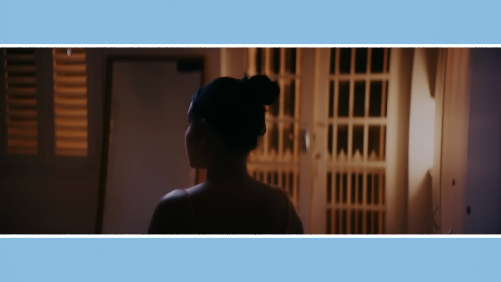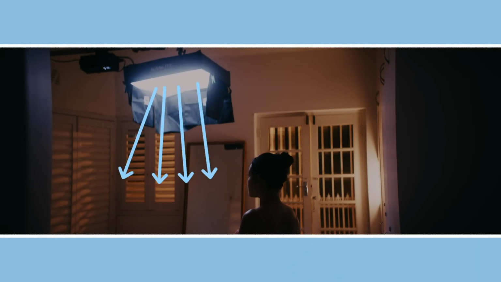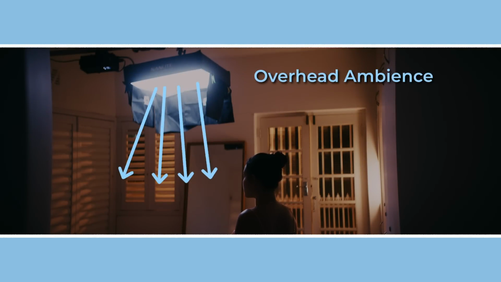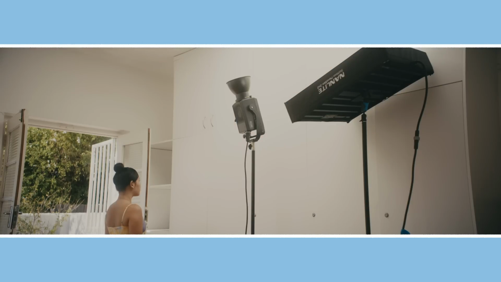How can we take an interior night scene from this to this? We can do so with a pretty simple trick which many Hollywood cinematographers use, which I like to call overhead ambience. I'll shoot a couple of different setups to show how you can use this technique.